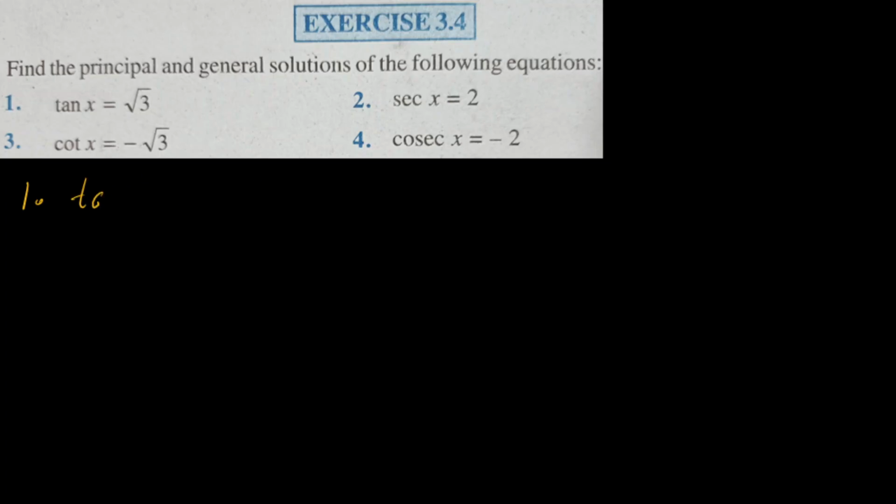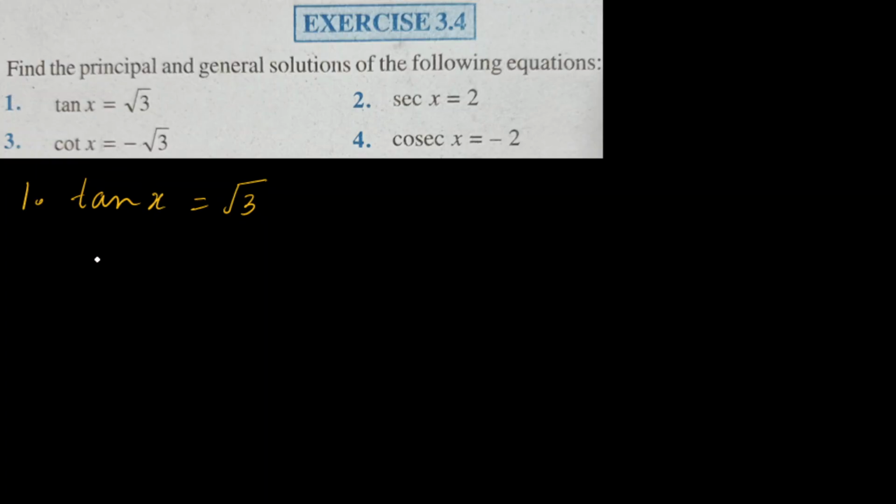So the first one is tan x equals root 3. Basically we have to find the solution. I have already explained that solution means we have to find the value of that angle. Here the angle is written as x, so I have to find the value of x. If they write tan theta, then we have to find the value of theta. So solution means we have to find the value of the angle.